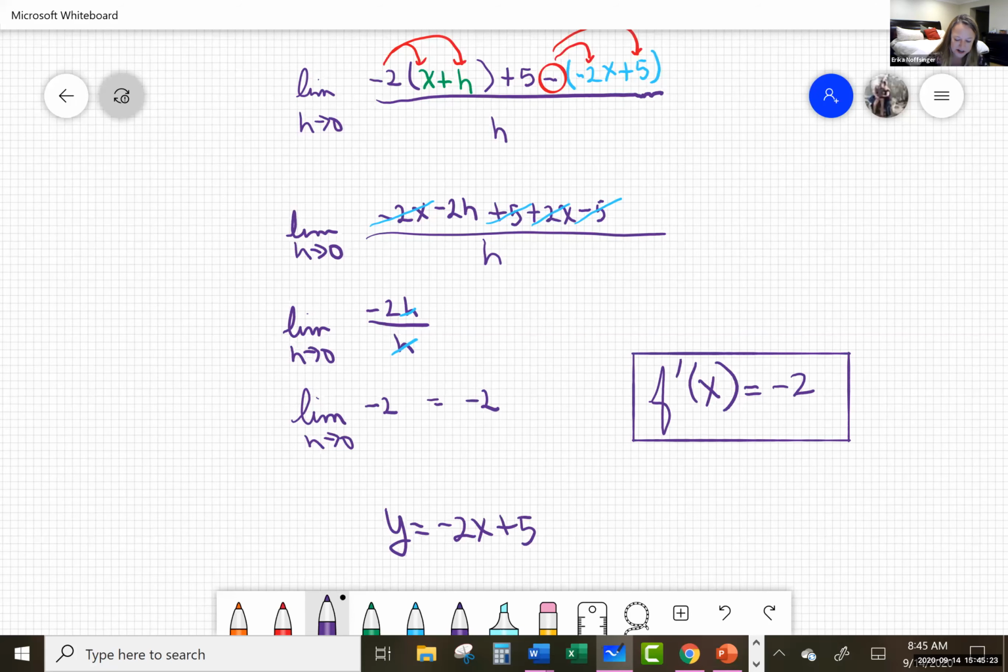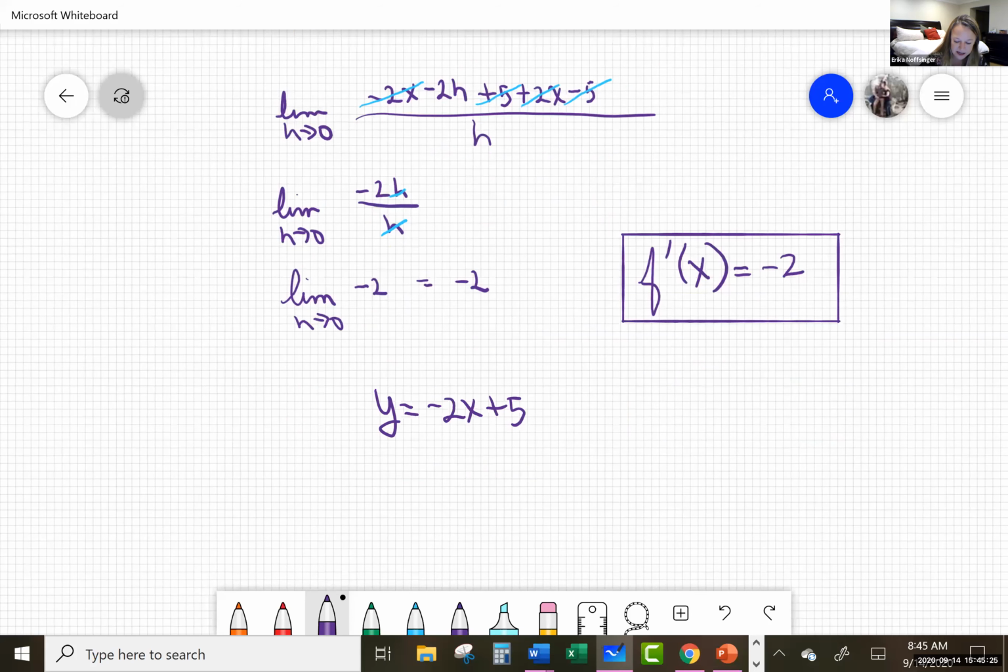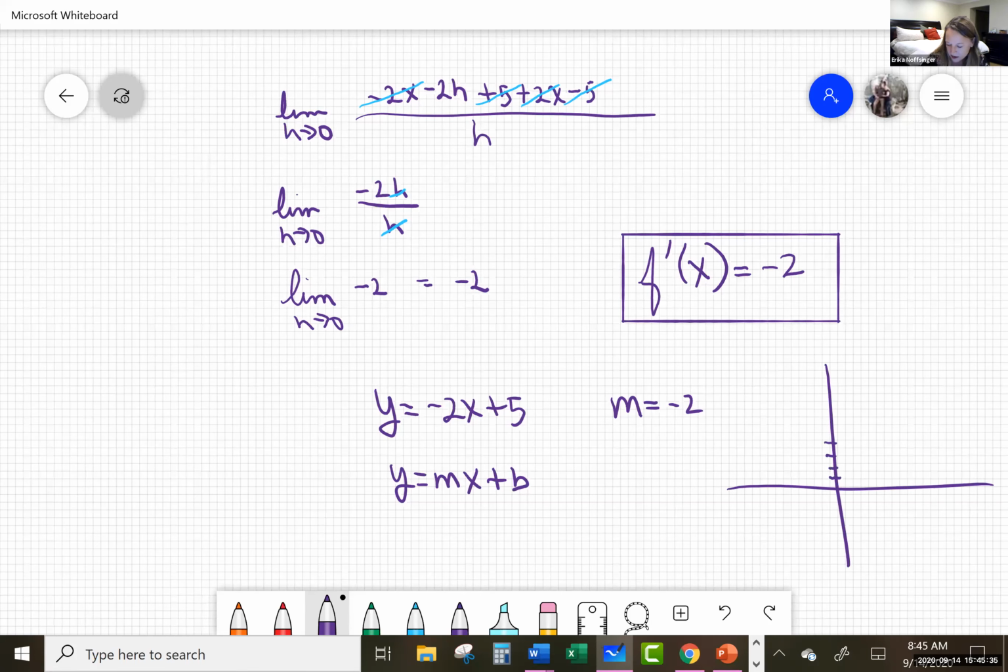This is, again, the equation of the line, y equals mx plus b. Notice that we can see what our slope is. In this form, our slope is -2. If we graph this line, I have a y-intercept at 5, and I have a slope of -2.